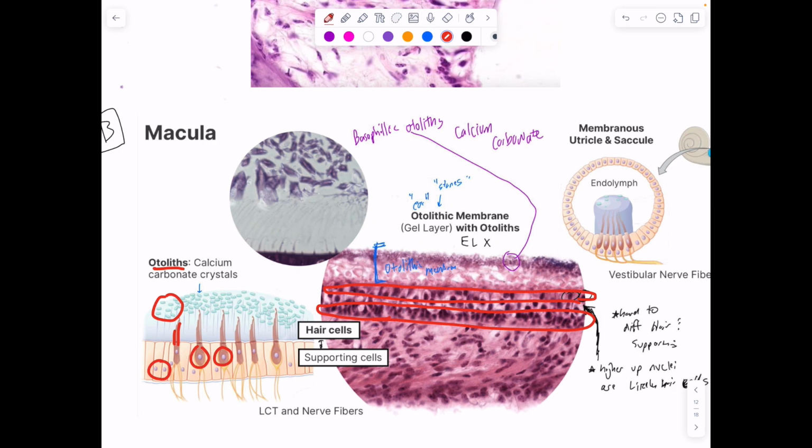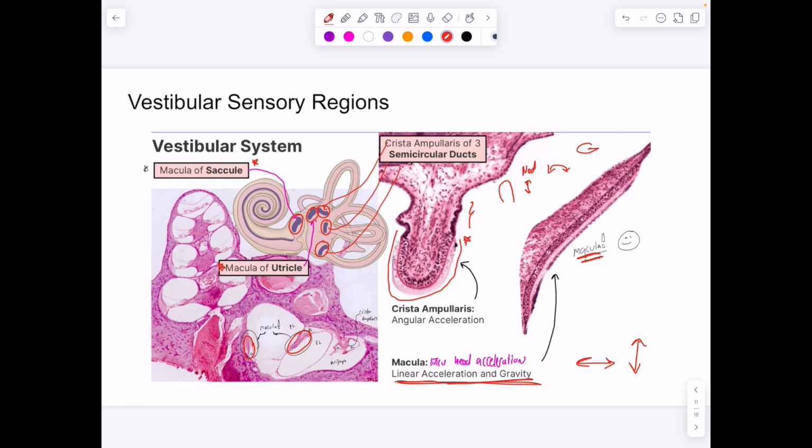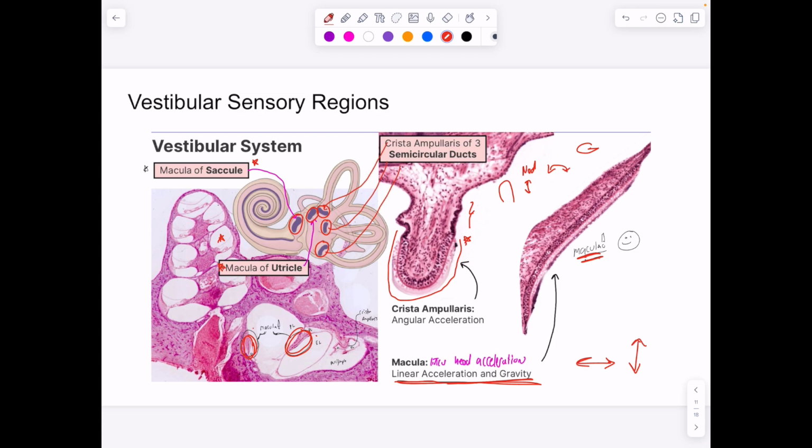And so the idea is that when you move your head forward and back in a linear motion or up and down, these stones are going to wiggle as a result of the endolymph moving past them, and it will cause depolarization overall. All right, but it has these little stones called otoliths. So again, this region right here, utricle, saccule. The saccule is closer to the cochlea.